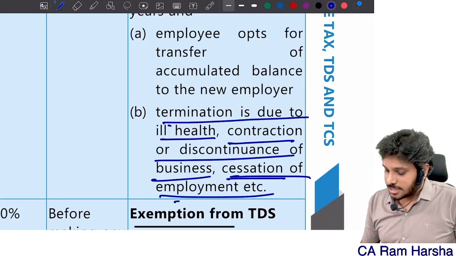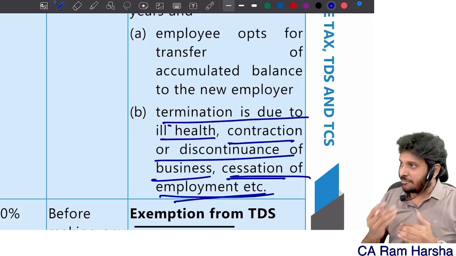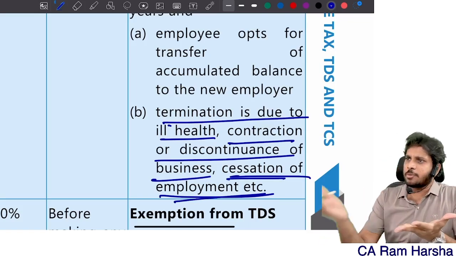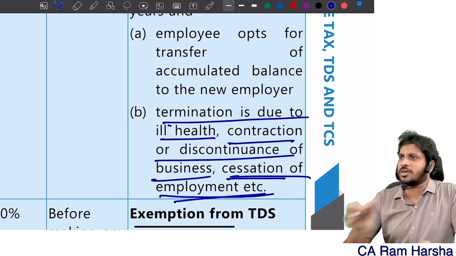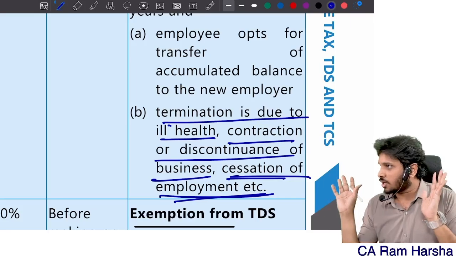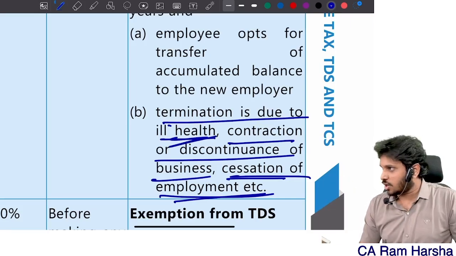Or cessation, your employment is ceased, the company fired you. That time they gave you the entire amount, because they fired you, they have to pay all your pending obligations, right? So they paid you that amount. That is the reason for your withdrawal. That time also it is not applicable. Ill health, that time also it is not applicable.